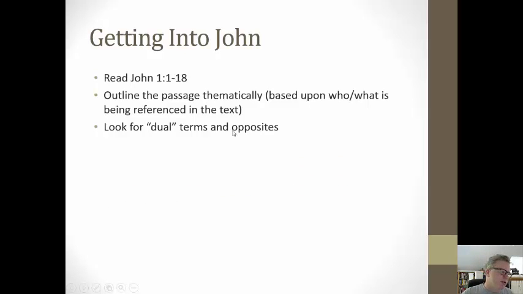First off, if you want to open up to the Gospel of John, the first chapter, and read through the first 18 verses, and if you have a pen or pencil that you can write into your Bible with, outline the passage thematically. Look for common words and words that might be on opposite ends of the pole. So light and darkness, for example, might be two words that are opposites. And what words then align with those? What are their dual terms and their opposites? Take a moment or two to pause the video now, and read through these first 18 verses, and then we'll talk a little bit more about what's going on.